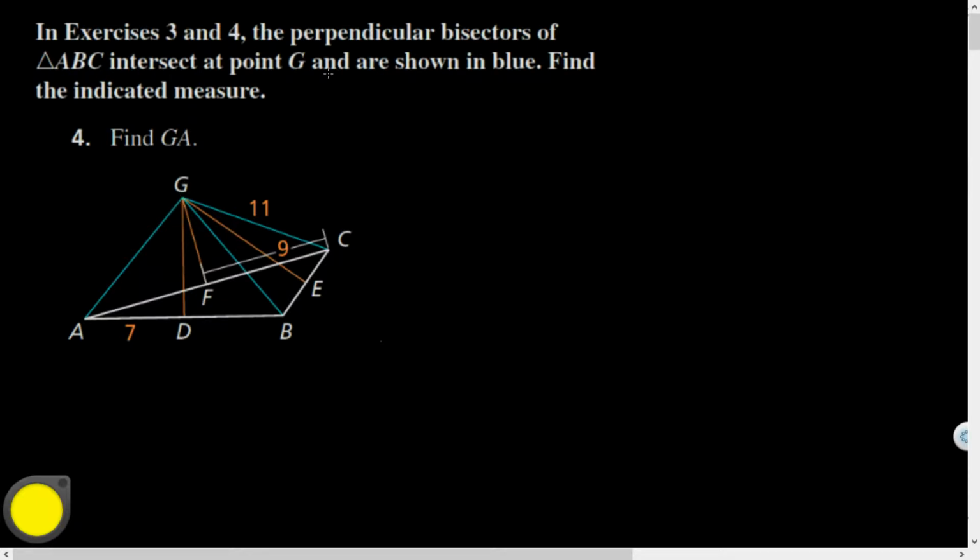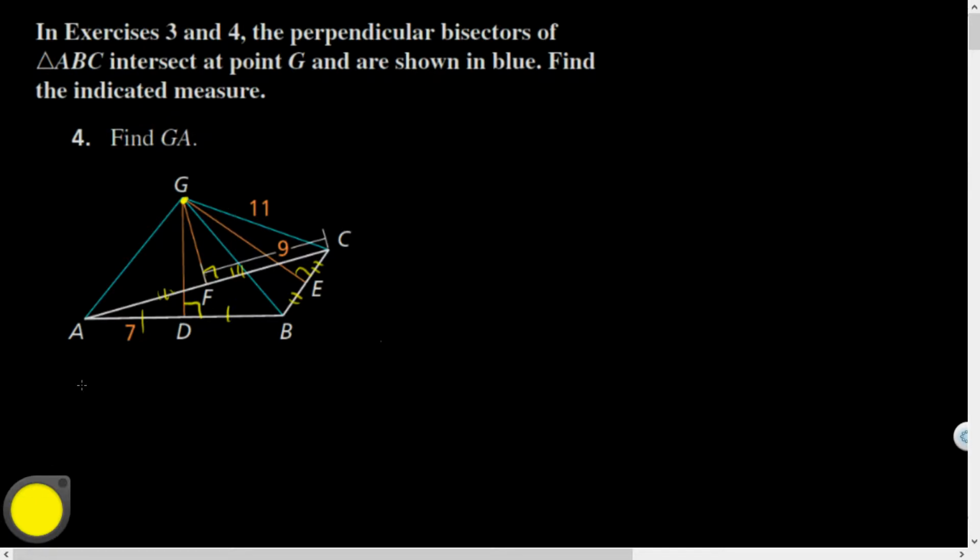Now it says they intersect at point G and are shown in blue. They're lying. I inverted the colors. They're the orange ones. So GD and GE are the perpendicular bisectors, right? They're perpendicular to the sides of the triangle. If I drew the third, oh, there is the third perpendicular bisector right there, GF, and they have a point of concurrency called the circumcenter. It says find the indicated measure, GA.